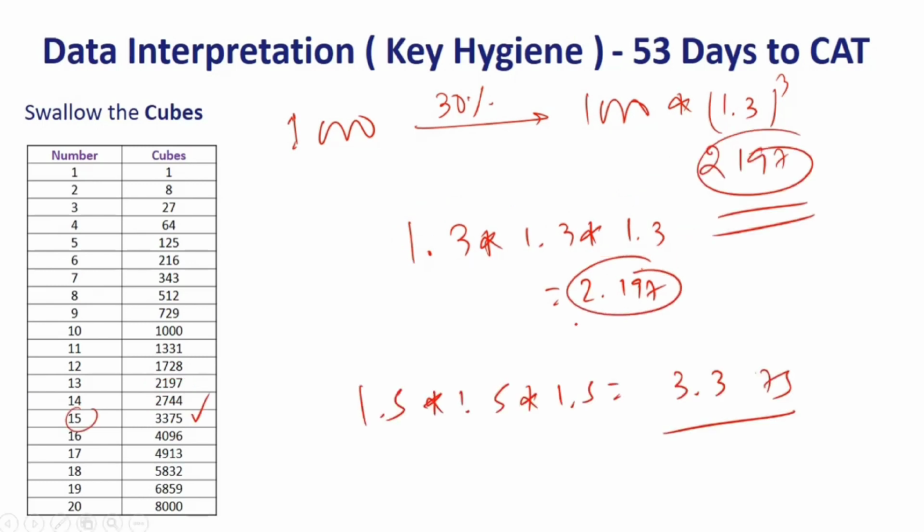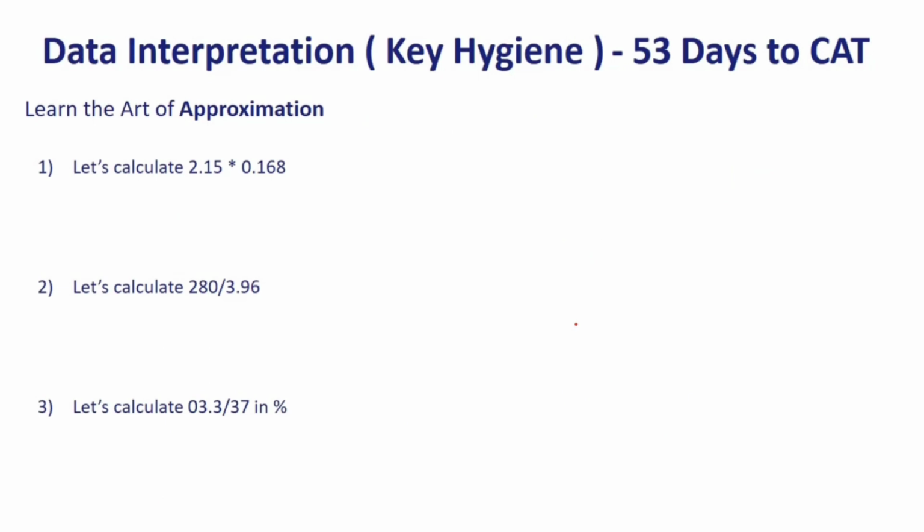Let's move forward. Now let's talk about the art of approximation. How well you can approximate depends on a few things. One, if there is room for approximation. In a lot of questions the answer options are quite well separated. That's an invitation for approximation. If the answers are very, very close, don't do it.